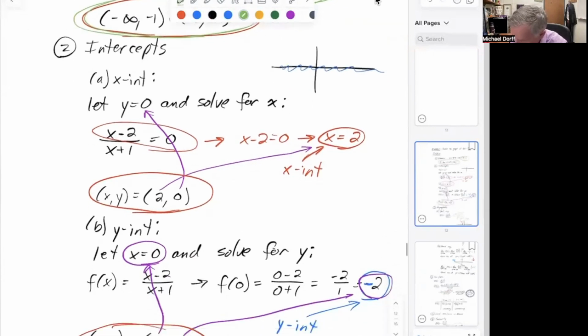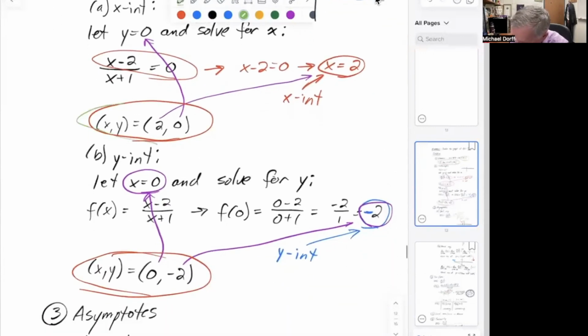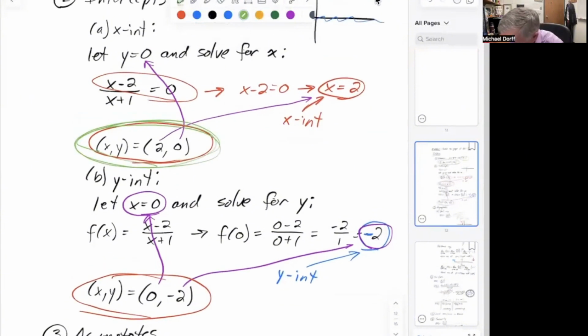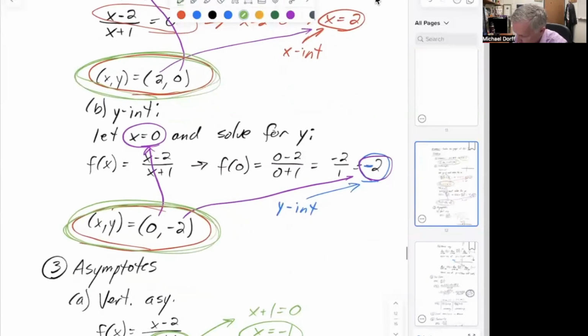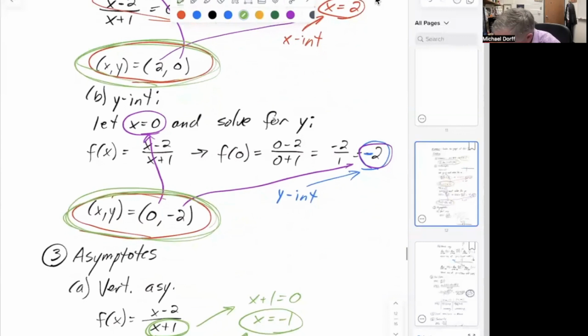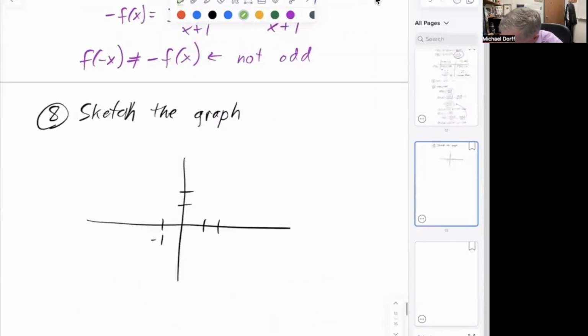What's important now are these x and y intercepts. Remember how we figured these points. The x-intercept is x equals 2, and that gave us the point 2, 0. And then the y-intercept was -2. That gave us the point 0, -2. So let's put those into our graph here. We had the points 2, 0, and 0, -2. So we're going to draw those into our graph.